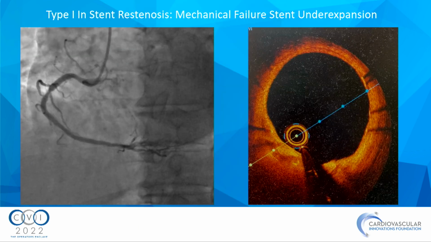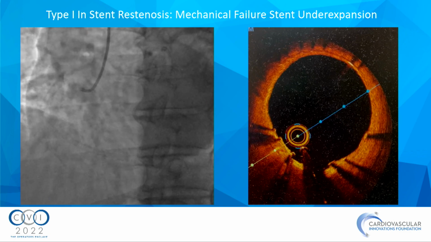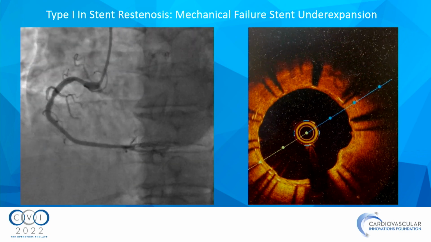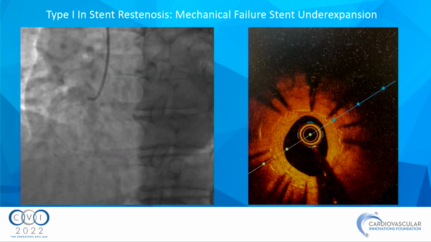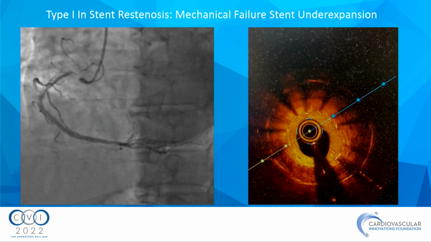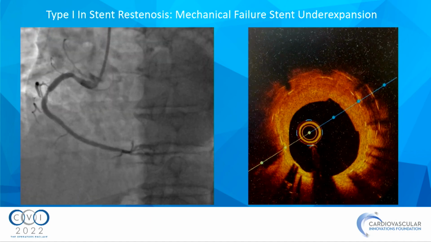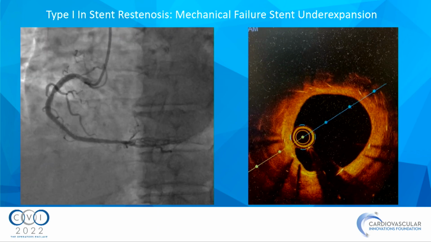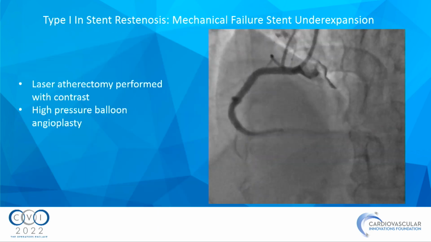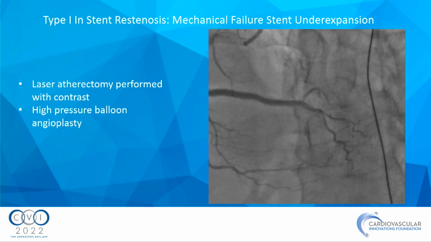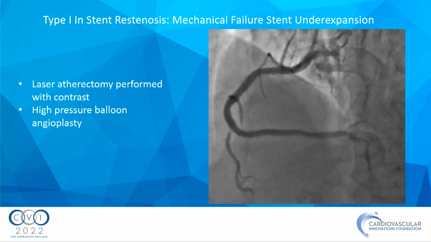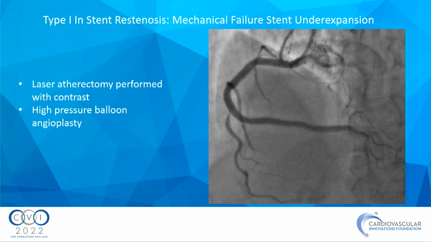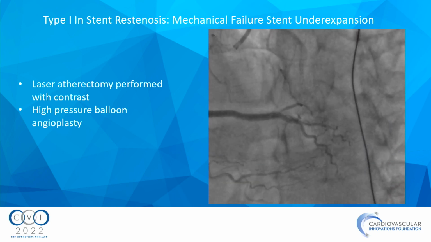This is an example of a patient who presents with angina and has type 1 in-stent restenosis. As you can see, he already has 2 layers of stent, with the outer layer very well expanded and the inner layer severely underexpanded. In this particular case, we did laser atherectomy. This was pre-shockwave. Laser atherectomy is performed with contrast, followed by high-pressure balloon angioplasty with excellent angiographic result.